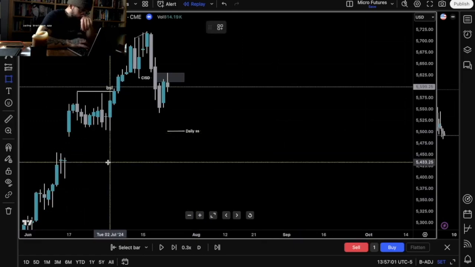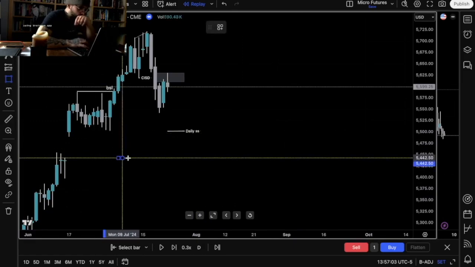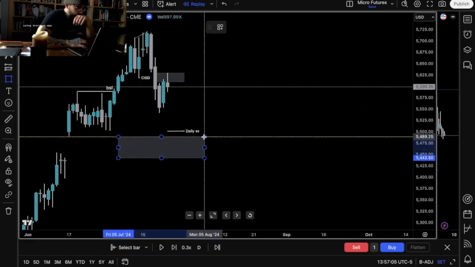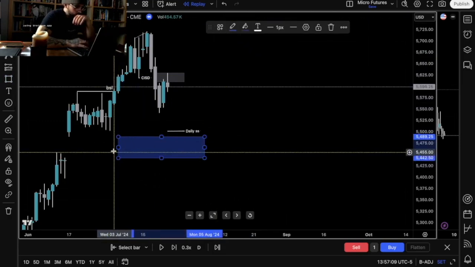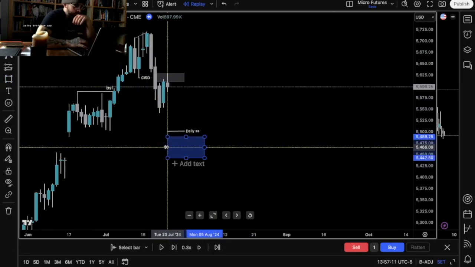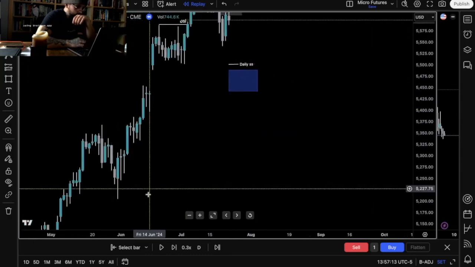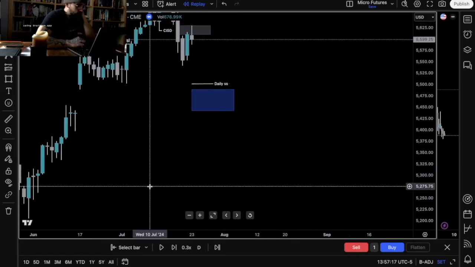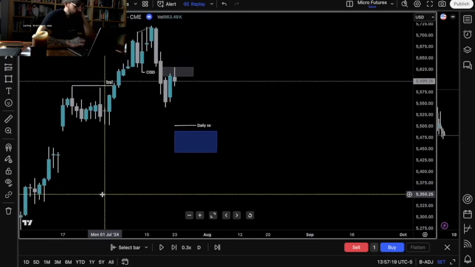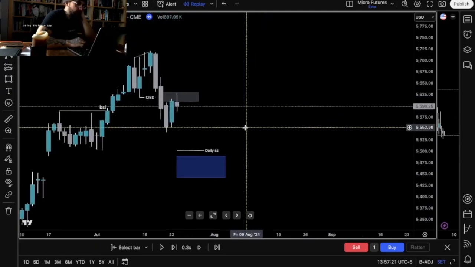We also have a gap right here, so even more confluence to the downside. Generated liquidity to the left of us, right?